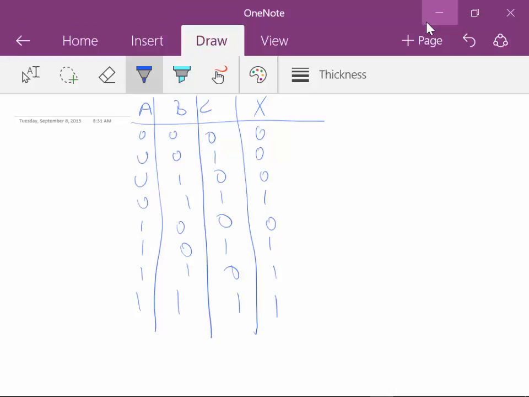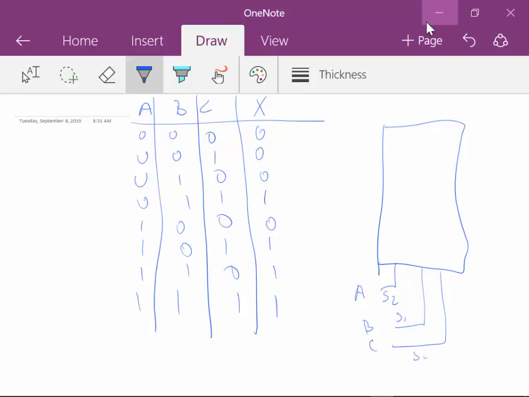Now this is fairly straightforward. If we take A, B, and C, and we tie A to S2, B to S1, and C to S0, right there.